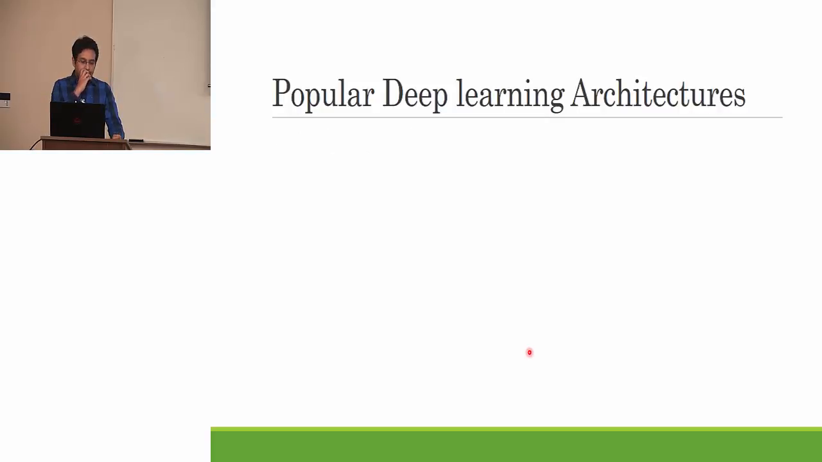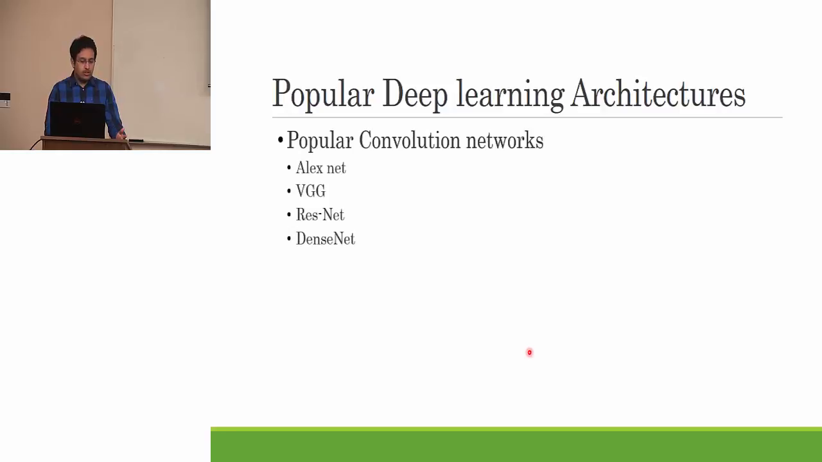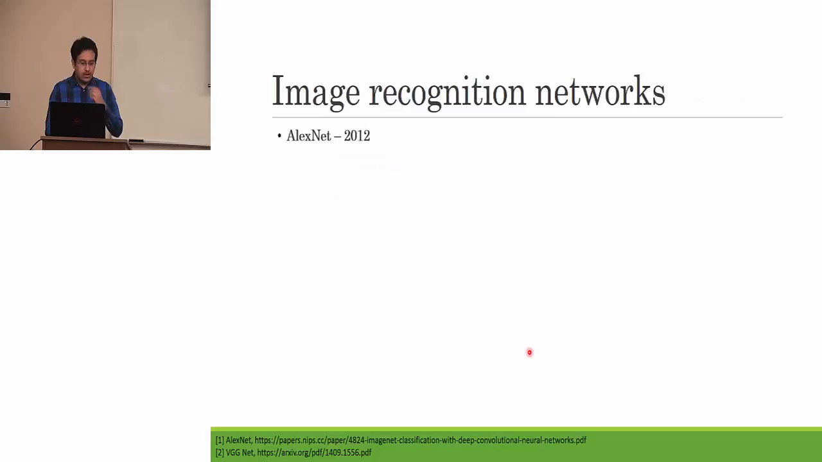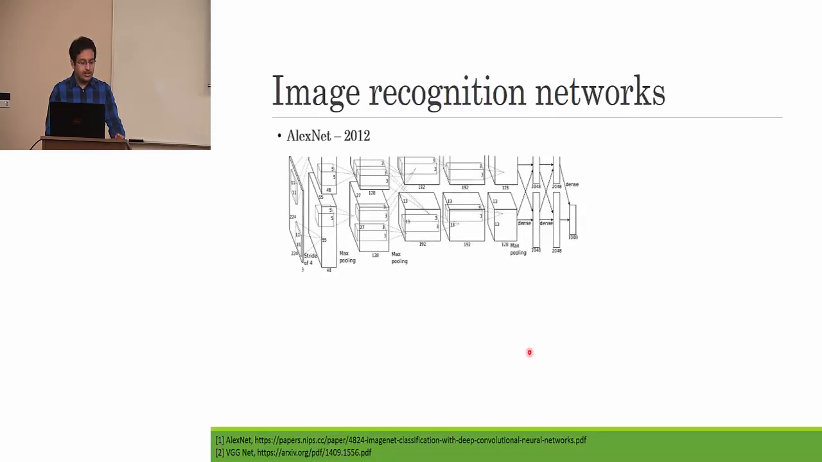So I'll just give a brief introduction to the popular deep learning architectures. The popular convolution networks are AlexNet, VGG, ResNet, DenseNet, and generative models are autoencoders and generative adversarial networks. So popular image recognition networks, which are CNNs, are AlexNet, which was introduced in 2012. This was the architecture and the year when the whole deep learning revolution started. It's by Alex Krizhevsky and Geoff Hinton.